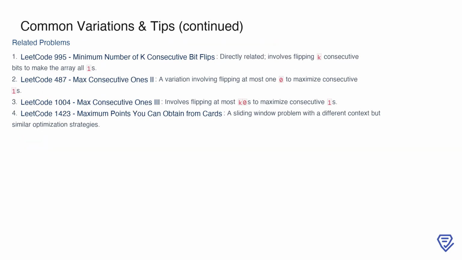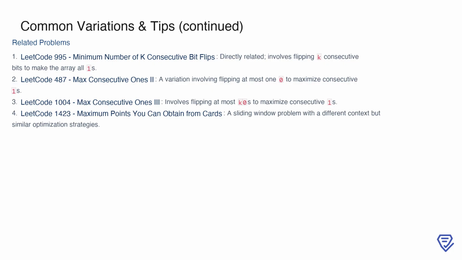This problem is closely related to other flipping and subarray optimization problems, which can help you recognize patterns and refine your approach. For instance, LeetCode 487, Max Consecutive Ones II, involves flipping at most 1 zero to maximize the number of consecutive 1s. Similarly, LeetCode 1004, Max Consecutive Ones III, expands on this idea by allowing you to flip up to k 0s. These problems share similar strategies, like sliding window, to optimize the solution.